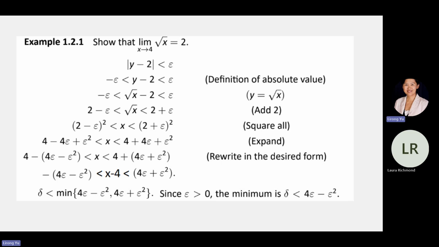Any questions? Are we okay? I feel like there's a lot of writing. It's already well written in the book, so I decided to just leave it.